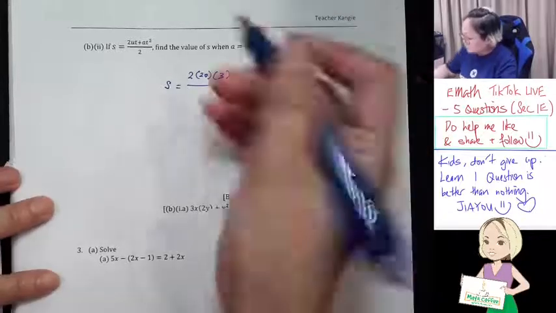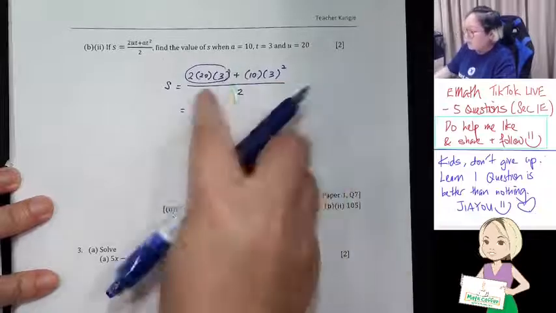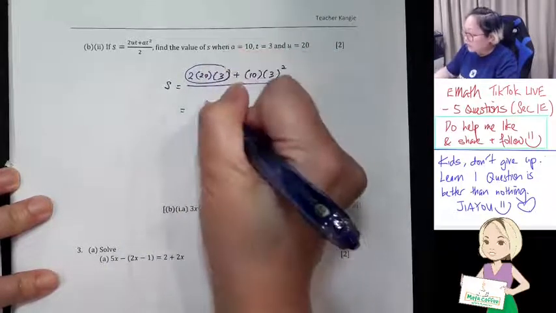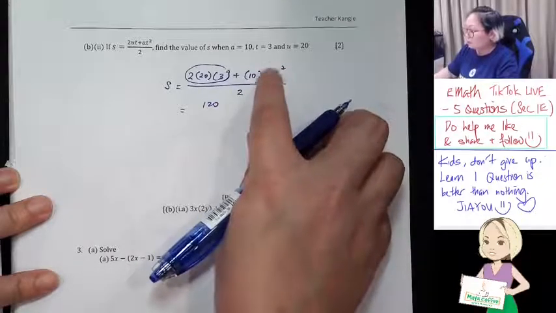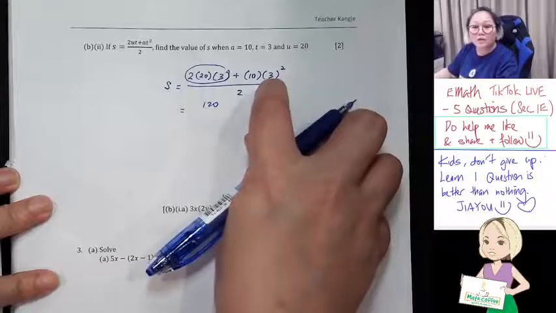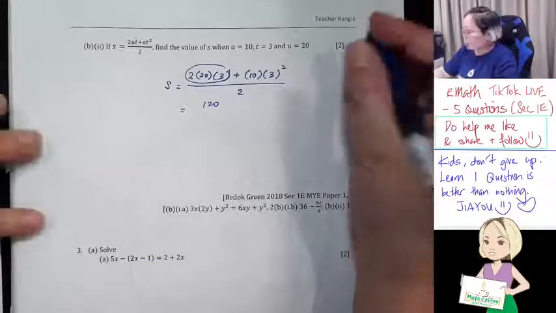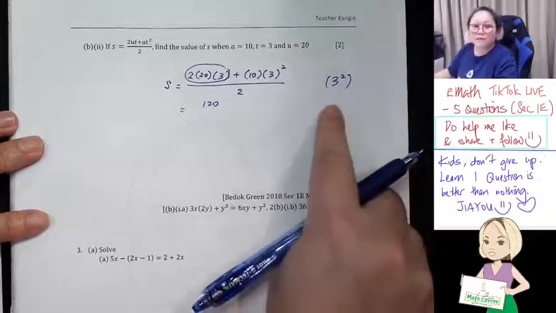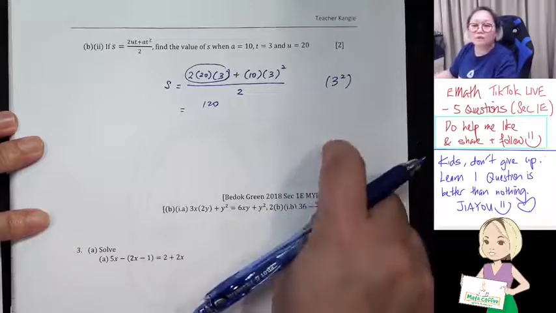Okay, so let's do it. This one you can press the calculator. It's 2 times 20 times 3, which is 120. Then 10 times 3 square. Kids, please remember to put your bracket. The square is outside the bracket, not inside. The common mistake is students put 3 square. For this, of course, it doesn't matter, because 3 square, outside or inside, will still give you 9.